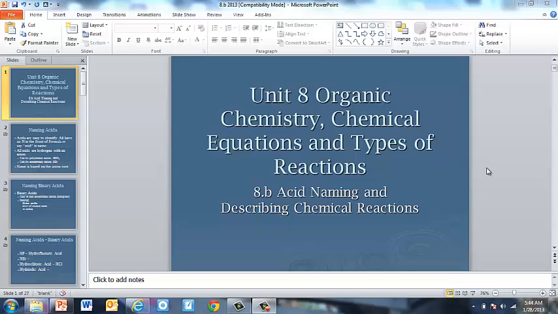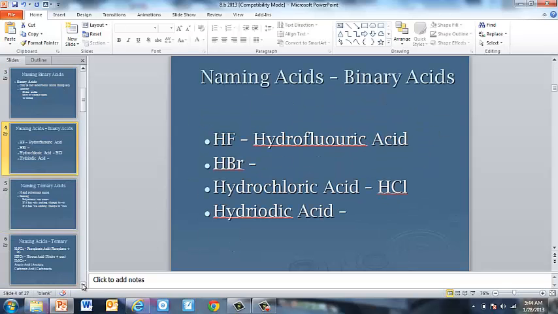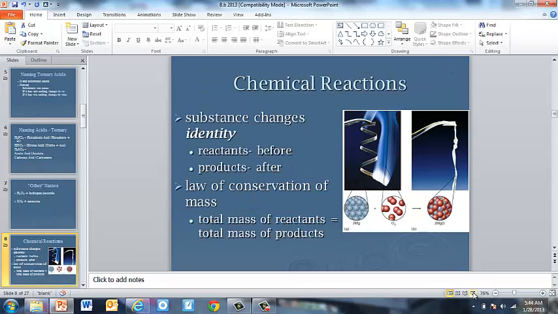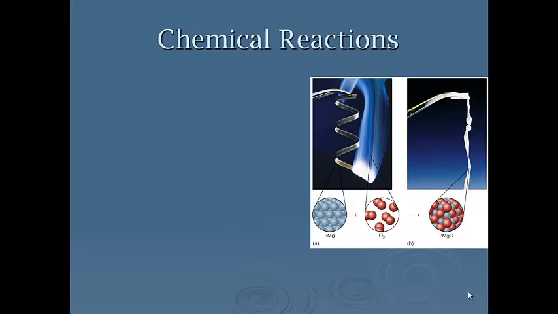Okay, today we're going to talk about 8b, and particularly describing chemical reactions. We're going to do acid naming in class, and we're going to talk about describing chemical reactions. So I'm going to go ahead and scroll down here, get us to the slide that starts with chemical reactions. You may need to pause the video, take out a periodic table and your ion sheet, because we're going to be doing a lot of naming towards the end of this.